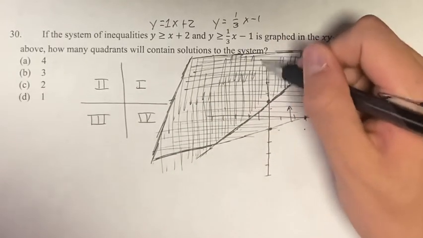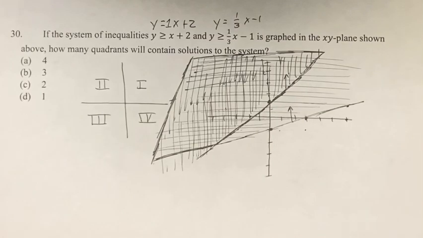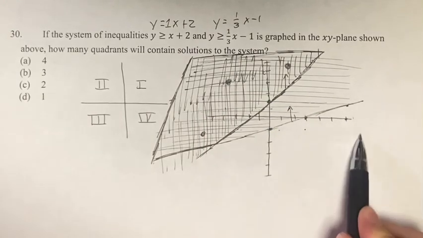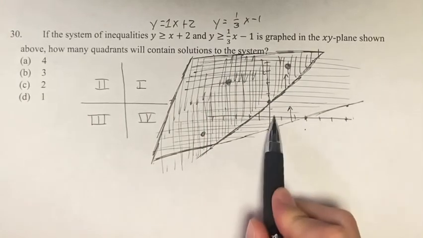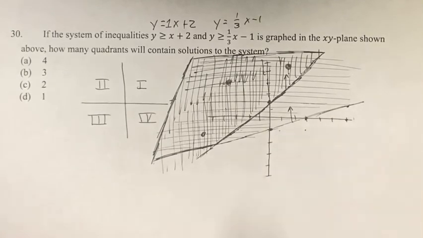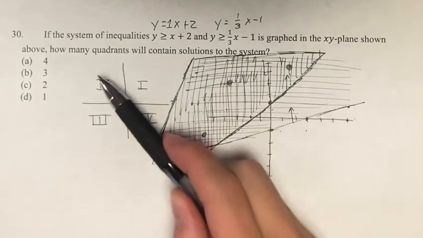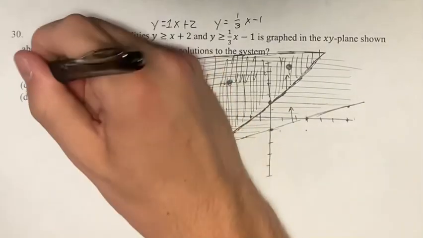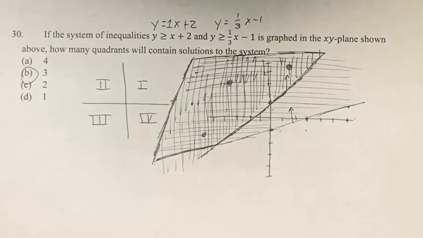is in the solution. So, do we have anything in quadrant 1? Yes. This point is within that, and it's in quadrant 1. Quadrant 2, yes. Quadrant 3, yes. Quadrant 4 has no points that are solutions to the system. There's a couple of points that are solutions to one of the lines, but not both of them. So therefore, 1, 2, and 3 of the quadrants contain solutions to the system. B, 3 is your answer.